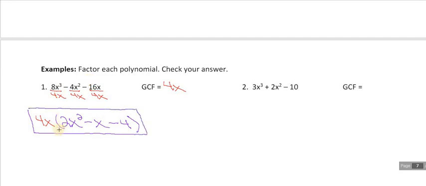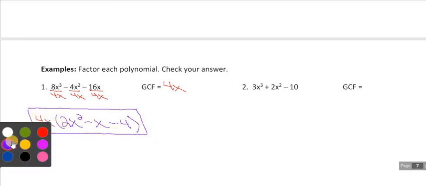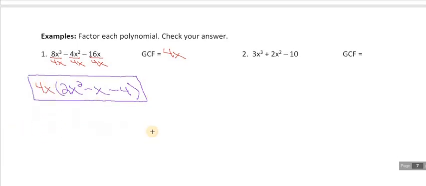So we've got 4x times the quantity, 2x squared minus x minus 4. So we undid the distribution of that 4x. So we can check our work by distributing the 4x back in.